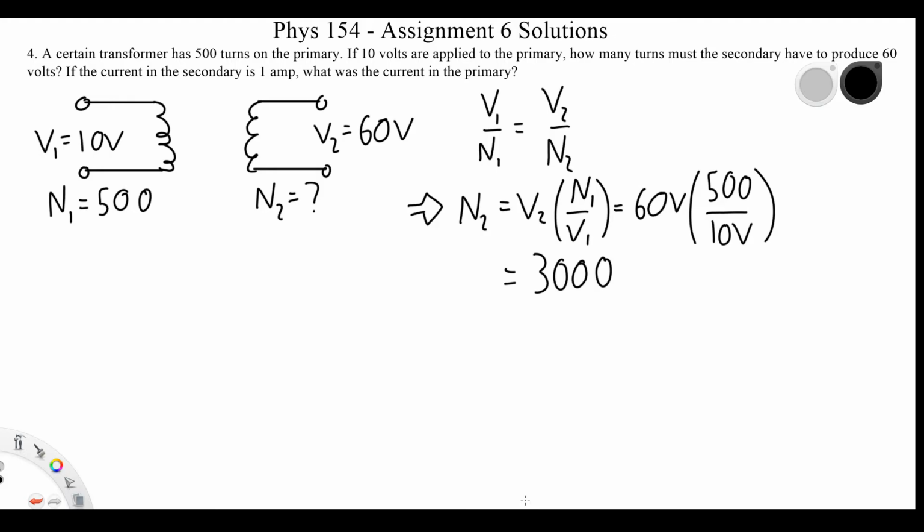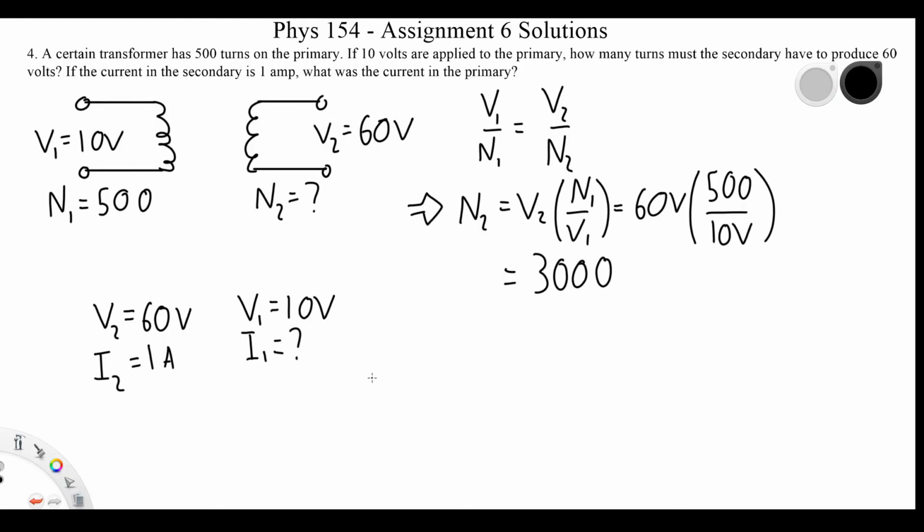For the second part, if the current in the secondary is 1 amp, what is the current in the primary? So that means we now know V2 is 60 volts, and we know I2, the current through the secondary, is 1 amp. As well, we know V1 is 10 volts, and now we want to know what the current in the primary is.